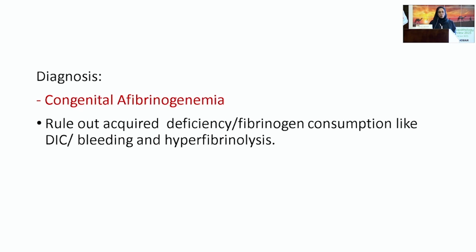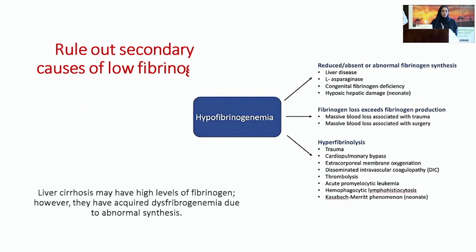When you're suspecting this kind of case, you also have to rule out acquired deficiency or fibrinogen consumption, like DIC, bleeding, and hyperfibrinolysis. So rule out secondary causes of low fibrinogen, such as liver disease, chemotherapy, especially with L-asparaginase, as well as other causes, especially hyperfibrinolysis. I will mention now why hyperfibrinolysis is very important to detect, because we don't have the means to detect it in the laboratory. Liver cirrhosis, again, may have high levels of fibrinogen. However, it's kind of an acquired dysfibrinogenemia because of abnormal synthesis, so this fibrinogen does not function properly.